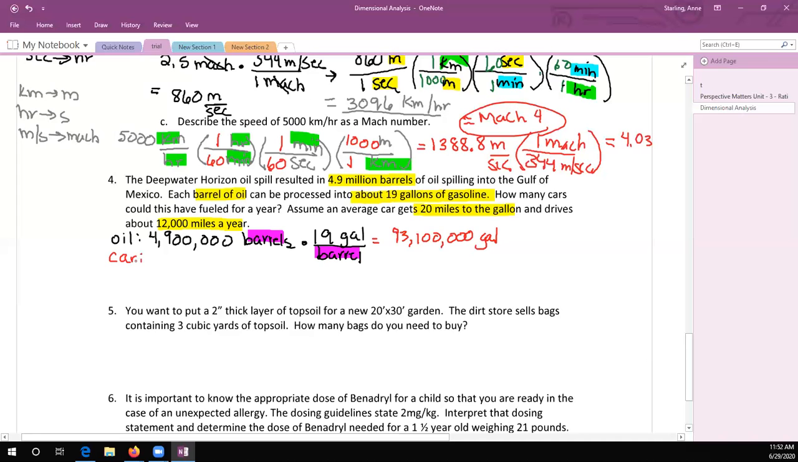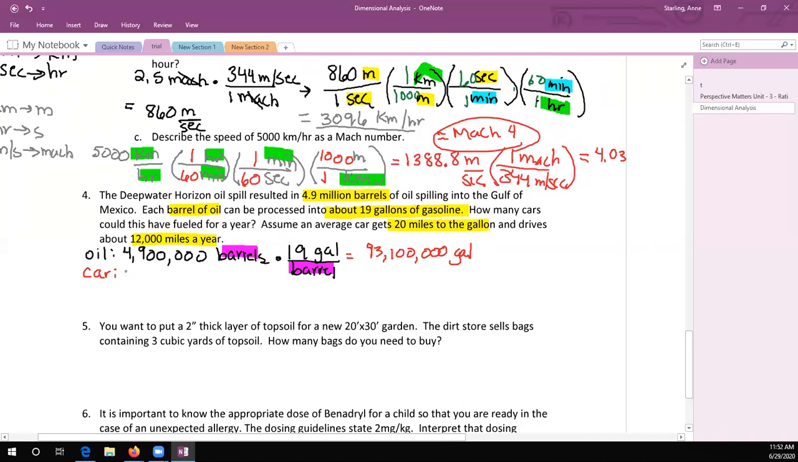So what does a car take in a year in terms of gas? Because we're asking how many cars could this have fueled per year? So we need to know how much gas a car takes in 1 year. So a car goes 12,000 miles a year.